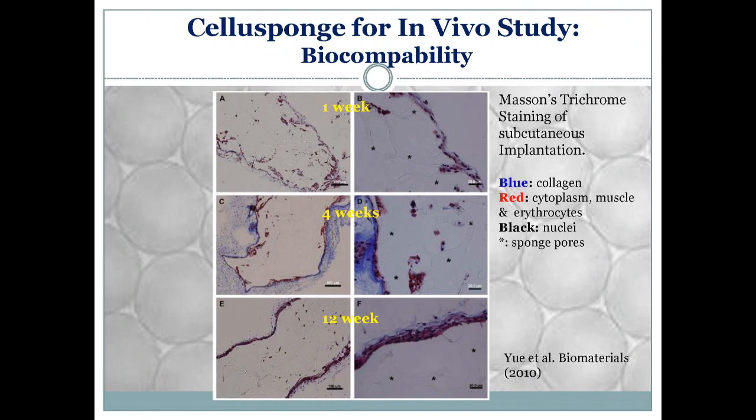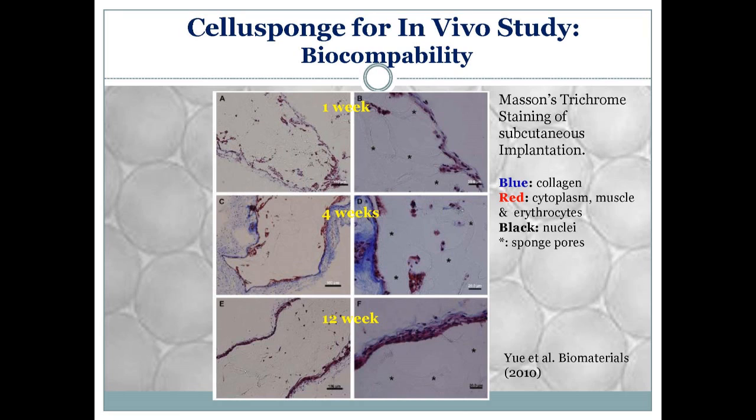More application of cellosponge. This one is the in vivo study for biocompatibility of cellosponge by 1 to 12 week subcutaneous implantation in mice. In these photos, we see Masson trichrome staining of 2 scaffolds and their surrounding tissues. On your left are the low mag with scale bar 100 micron. On the right are the high mag with 20 micron.